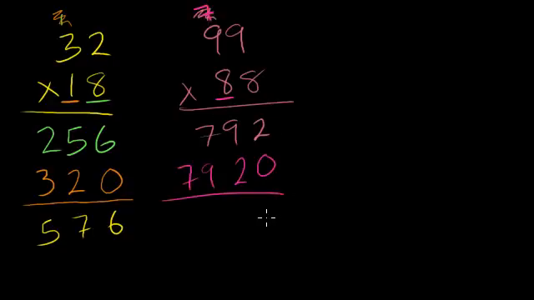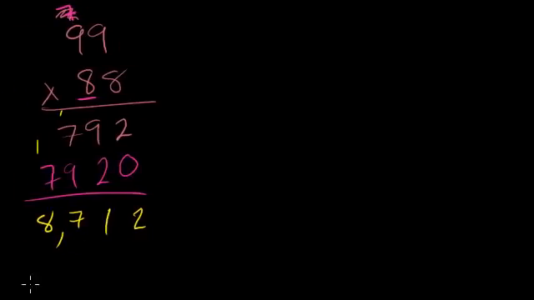2 plus 0 is 2. Let me switch colors. 9 plus 2 is 11. Carry the 1. 1 plus 7 is 8. 8 plus 9 is 17. Carry the 1. 1 plus 7 is 8. 8,712. Let's keep going. Can't do enough of these.